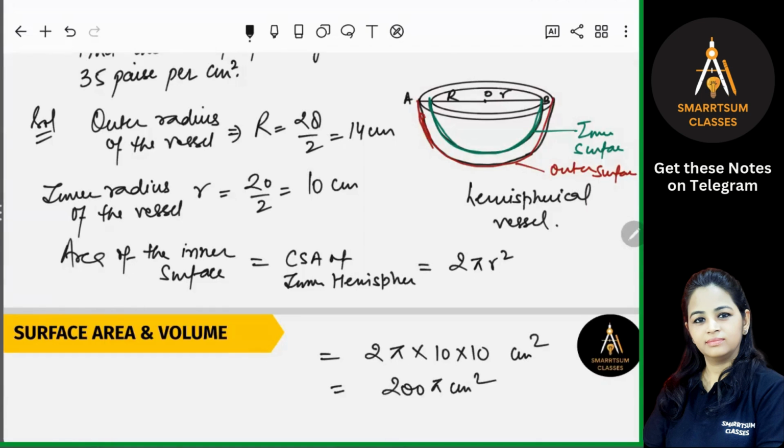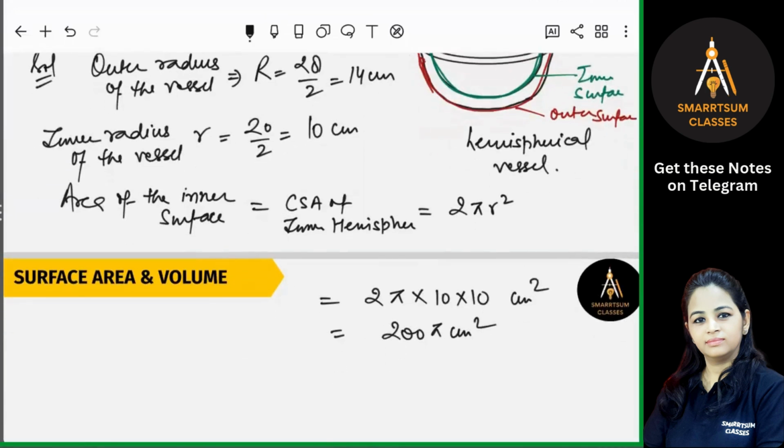I'm not changing it. I'm not putting the value of pi because I know later this will cut. That's why I'm not putting the value. Or we can solve it later.